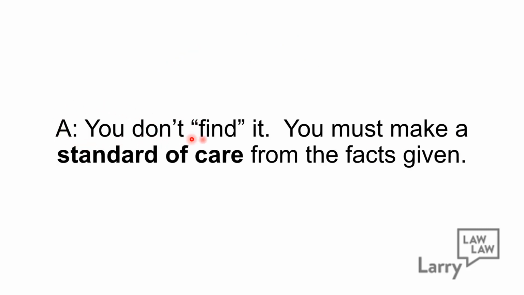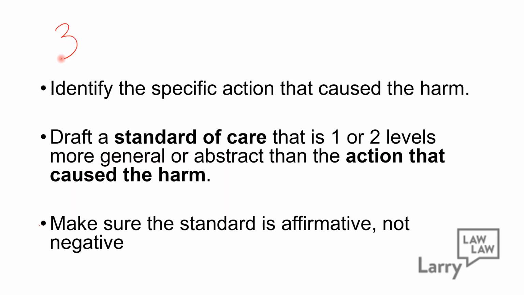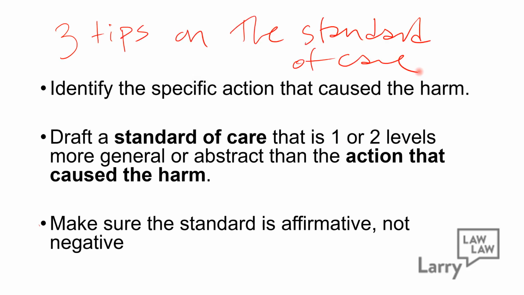The real answer here is that you don't find it. You really have to make a standard of care from the facts that are given. That begs the question, how do you do that? So we've got 3 tips on the standard of care. The first is to identify the specific action that caused the harm that's giving rise to the negligence claim. Then you can start to work on drafting a standard of care that is 1 or 2 levels more general or abstract than the action that caused the harm.